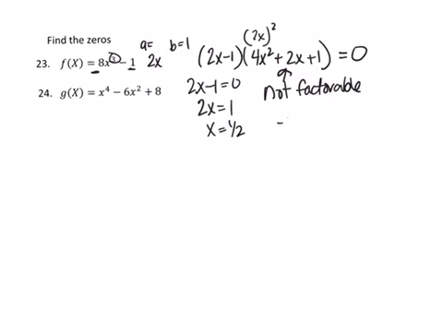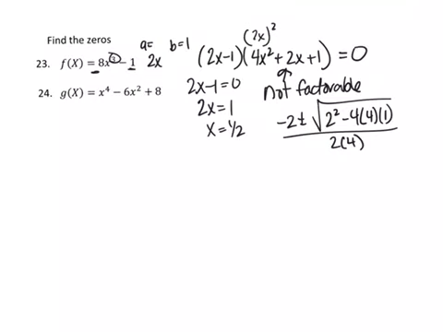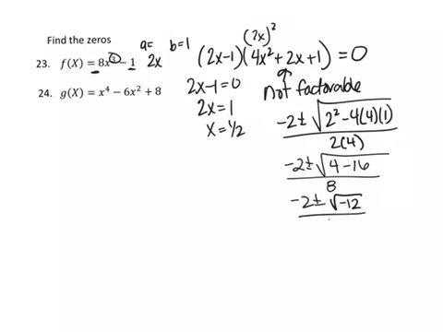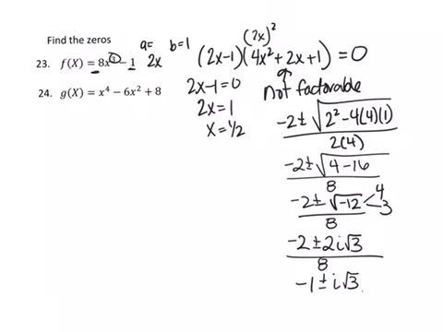And let's do negative 2 plus or minus the square root of b squared minus 4 times a times c all over 2a. And that's negative 2 plus or minus the square root of 4 minus 16 over 8. Negative 2 plus or minus the square root of negative 12 over 8. 12 is 4 and 3, so that's 2i radical 3. So negative 2 plus or minus 2i radical 3 over 8, which is negative 1 plus or minus i radical 3 over 4. I just divided everything by 2.